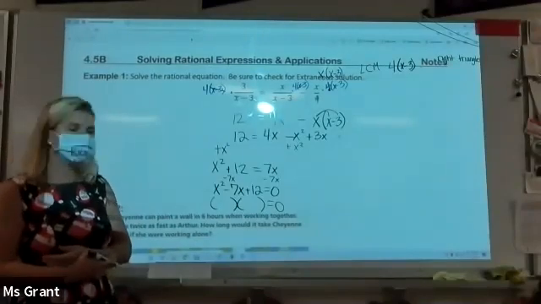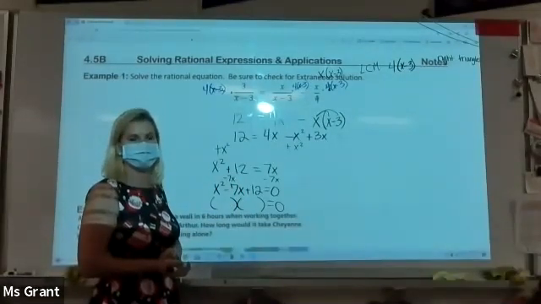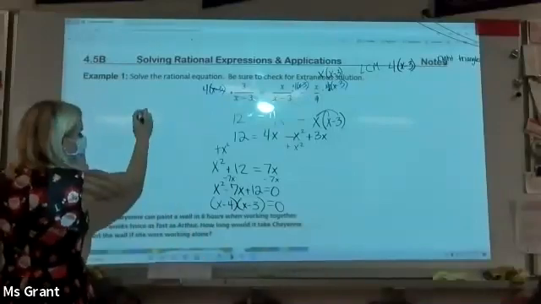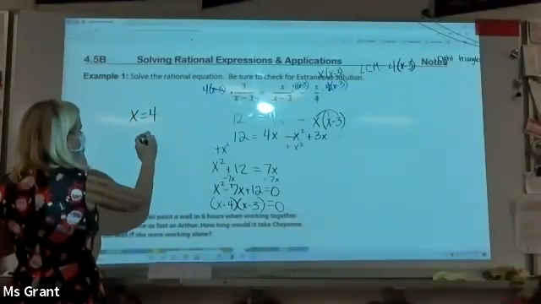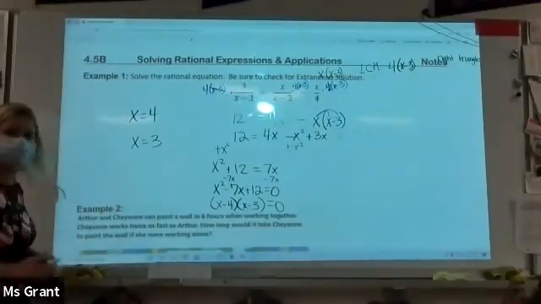So what is it? What multiplies to make positive 12 and adds up to negative 7? Negative 4 and negative 3. Okay, so x equals positive 4 and x equals positive 3.